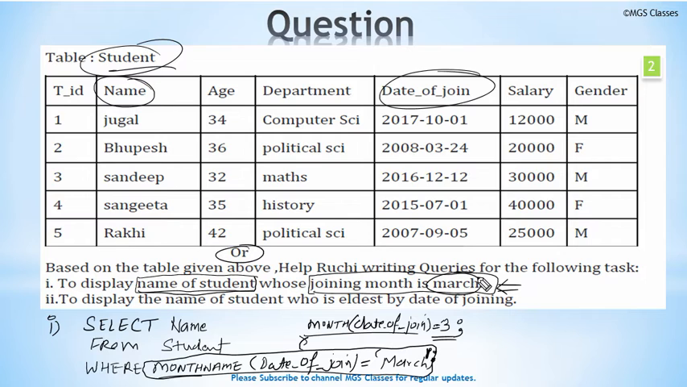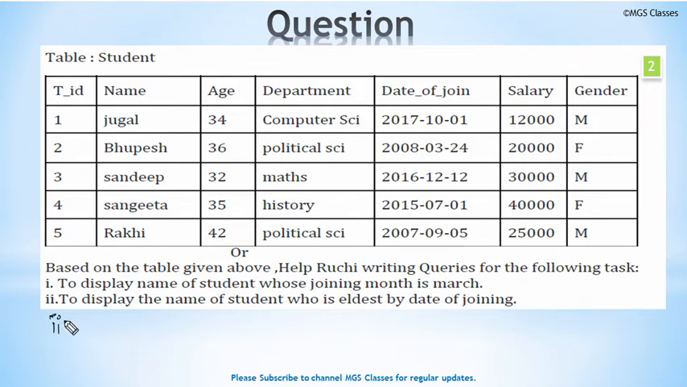Now I am writing the SQL query for the second problem. Again I will write the select first, then the from, and then the where condition. So these three things you need to write. Select: it is asked to display the name of the student, so you will write name here. From the student table, you will write the name of the table in the from clause.